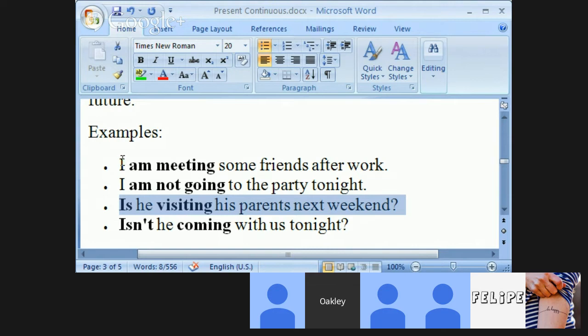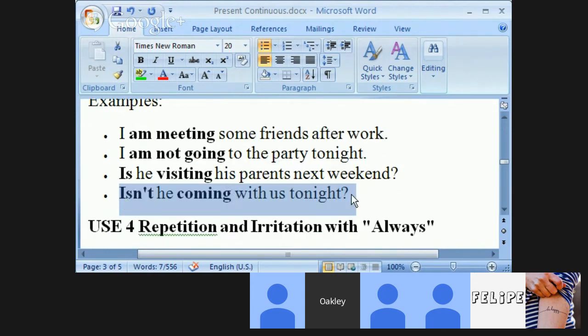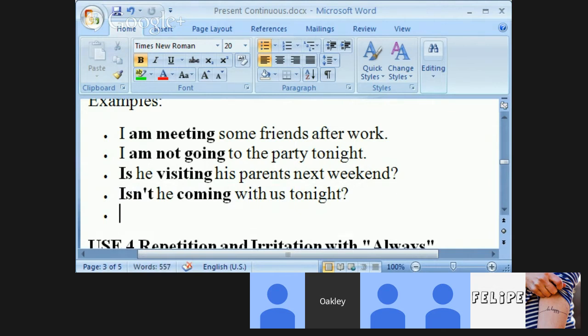I think I will meet some friends after work. If I think of it right now and it's about the future, I would use the future simple. But if it's obviously planned, a planned activity, I'm going to, it'd be very common, again, near future to use present continuous. Isn't he coming with us tonight? Okay. We should try this one out.